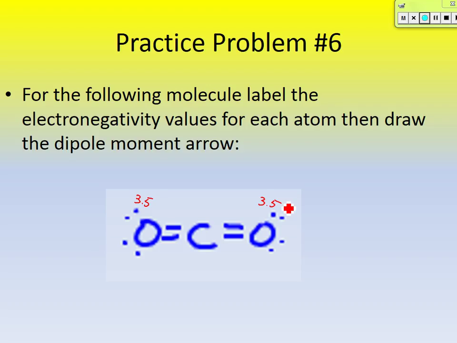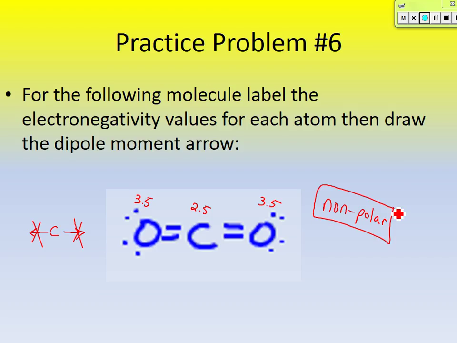What's carbon? 2.5. Okay, so if I draw the central atom right here, again, it's carbon. In this double bond, are the electrons going to be pulled closer to the carbon or oxygen? Toward the oxygen. So the electrons are going this way. What about this double bond? Toward the oxygen, because 3.5 is bigger than 2.5, so it's going to go this way. What do you say? No polarity. This is going to be canceled by this side. So this molecule is what? Non-polar.